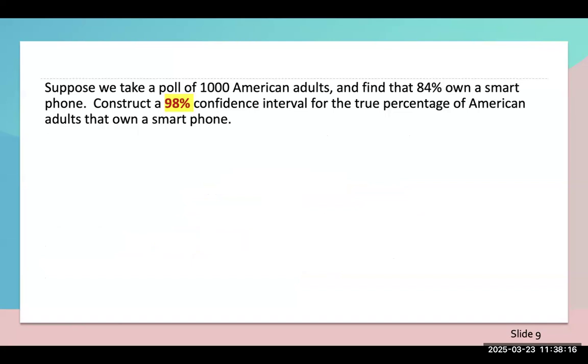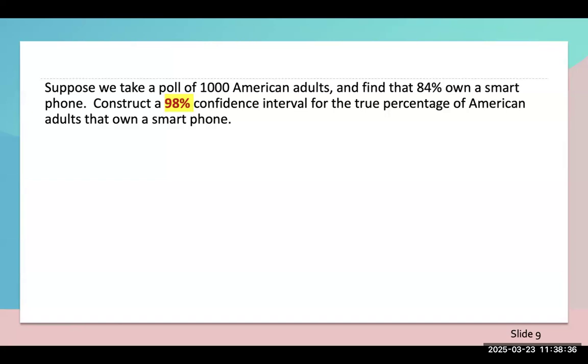There'll be less values in between the two numbers we'd find in the confidence interval. So if you were more confident about something, that means you're more certain. And to be more certain, you need a bigger range, a larger range of values. So the confidence interval is going to become wider.